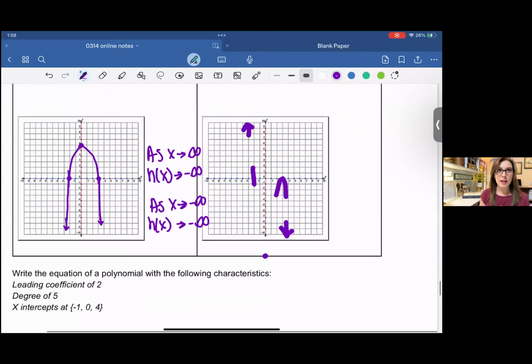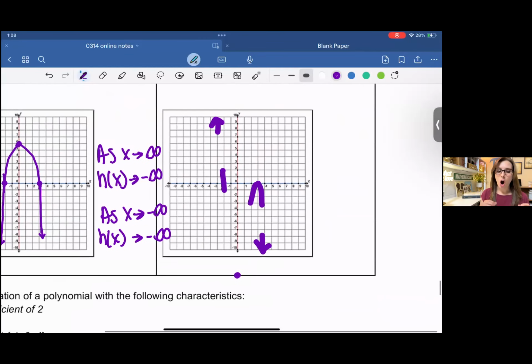This is a negative coefficient, odd degree. So I know that my endpoints are going to point in opposite directions, whether it goes like this or like this, like doing the disco. That depends on the coefficient. Since it's a negative coefficient, it's going to end pointing down. So on the right side of the screen, it's pointing down.